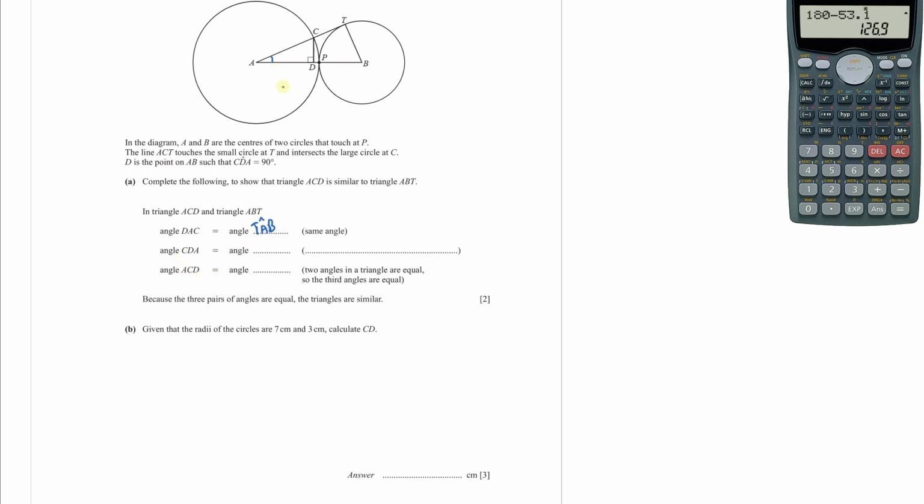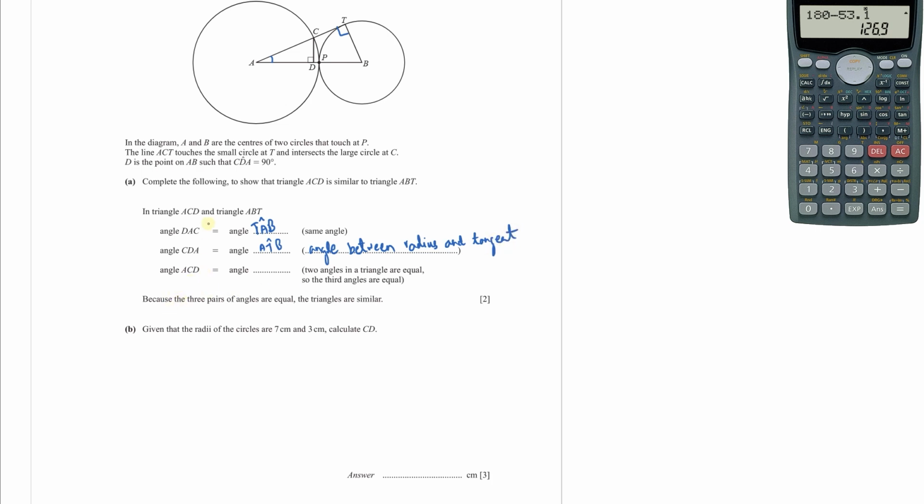And then angle CDA equals which angle? So angle CDA is 90 degrees. So this angle is also 90 degrees because this is the radius and this is a tangent. You know the property that the angle between radius and tangent is 90. So this angle is ATB. The reason is angle between radius and tangent.